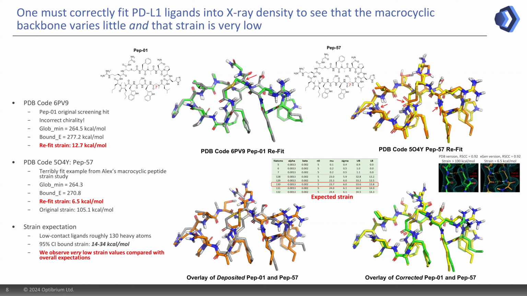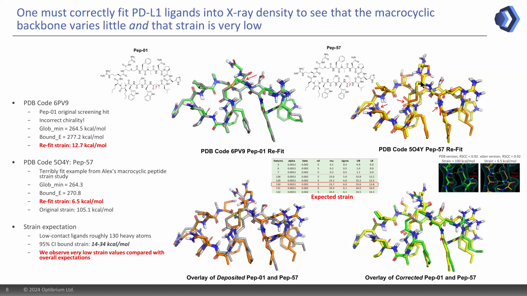When you do that correctly, what you see is they're actually doing the same thing. So both of these peptides, as you would probably expect based on it being such a very minor structural change, they fit the density on the backbone almost exactly the same way. Even the side chains fit in the same places, roughly speaking. Another huge impact, though, is that when you look at the strain on, in particular, peptide 57 from the original 504Y structure, it's over 100 kcals per mole in its bound configuration compared to its global minimum. If you refit that, it comes down to 7 kcals per mole. That's an absolutely huge difference.